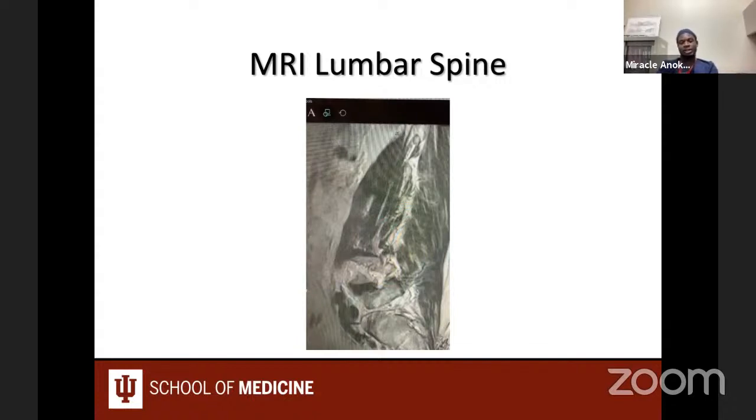So what I typically do is I send for further workup, like an EMG, to further pinpoint where the nerve roots are compressed. So the EMG showed it was L4, L5, and S1. So that confirms where I see it on the MRI.